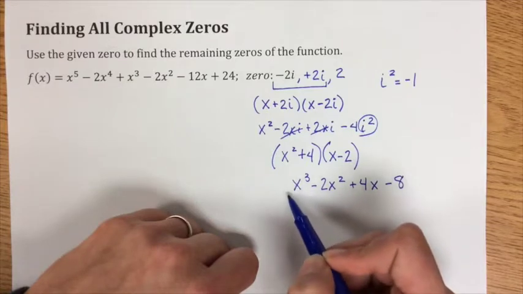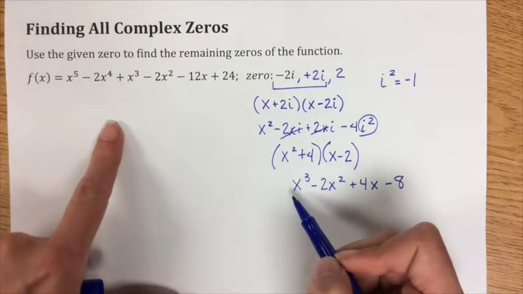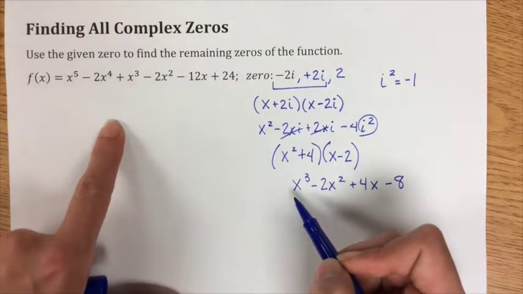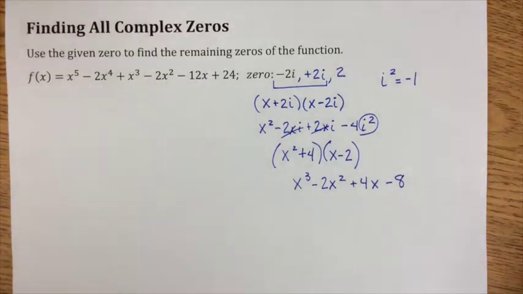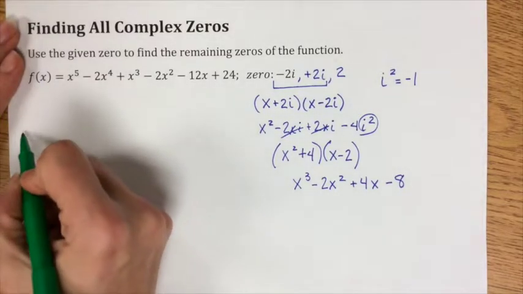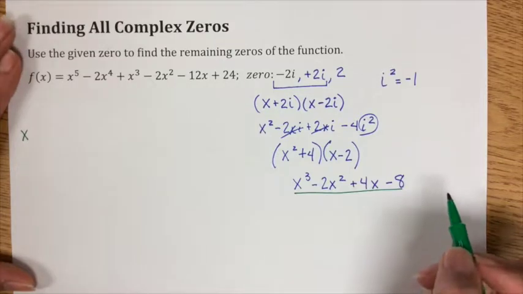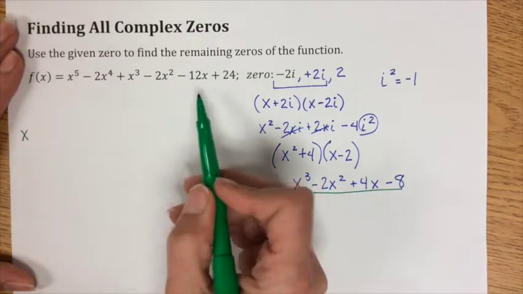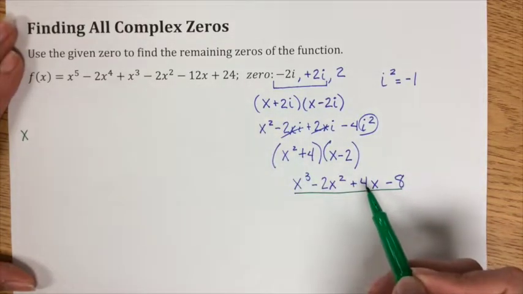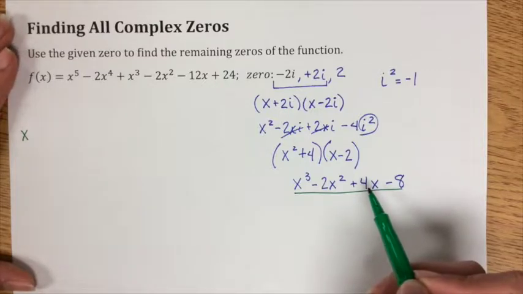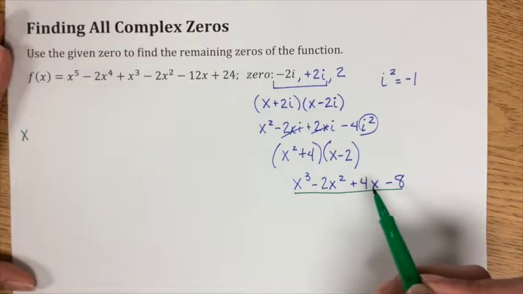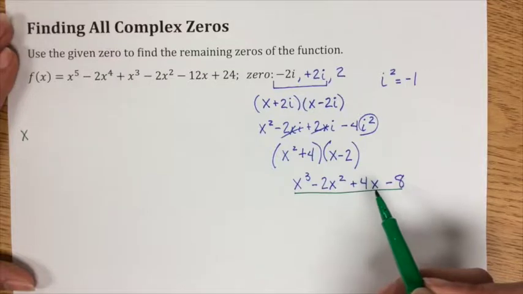So this right here is what I'm going to divide this polynomial over here by. We're going to use polynomial long division, and let's go ahead and set that up. On the outside, I'm going to put this polynomial right here, because I'm going to divide my original polynomial by this factor and see what the other portion is.